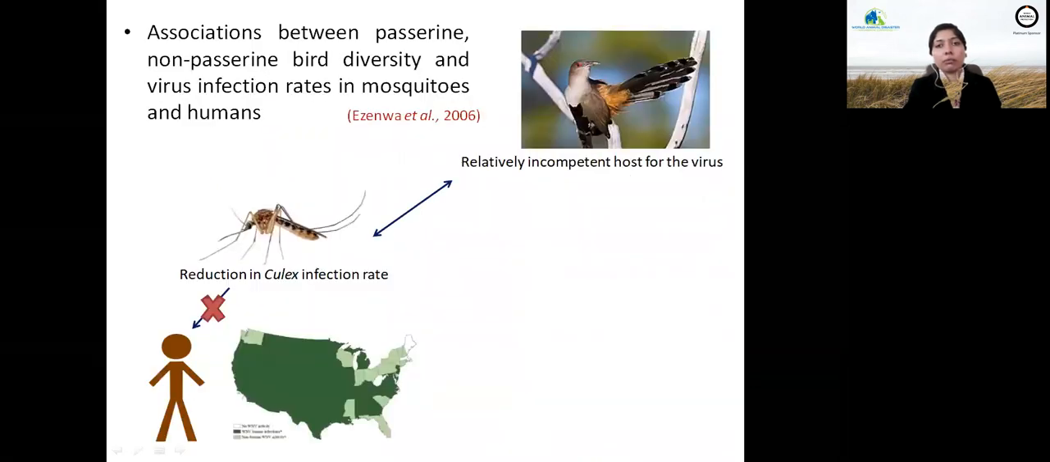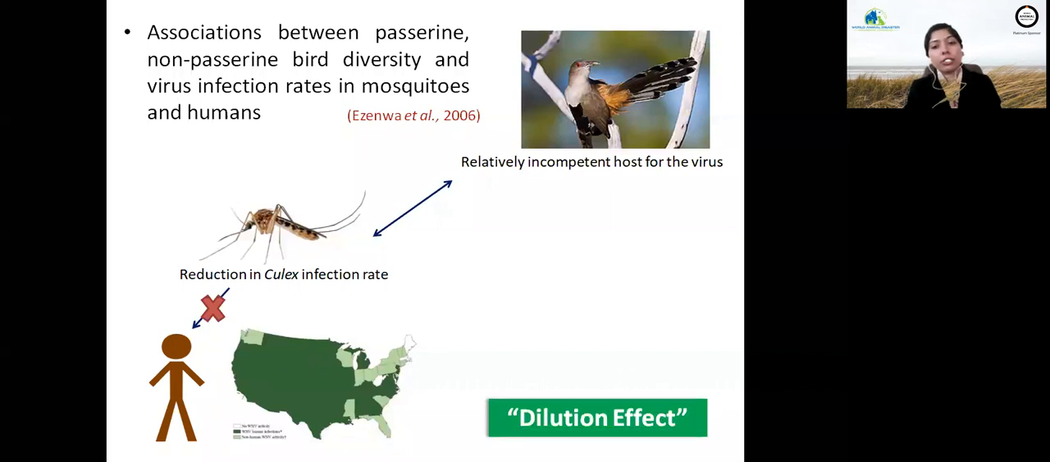So to study it more, Zenwa and co-workers studied the association between bird biodiversity and viral infection rates in mosquitoes. They found that in the states and provinces with more biodiversity, wherever there are more bird species, the infection was very low. So they concluded that the non-passeriform birds were actually incompetent hosts for this virus. They acted as dead-end hosts, and it resulted in reduced infection in the mosquitoes and further reduction in the transmission to the human population.